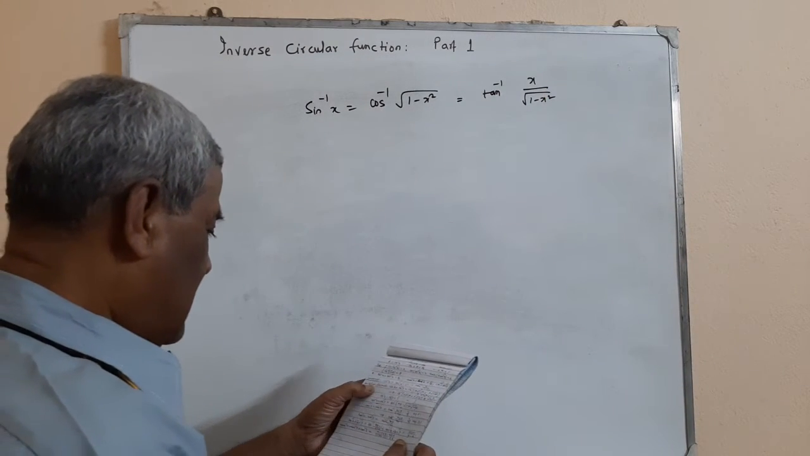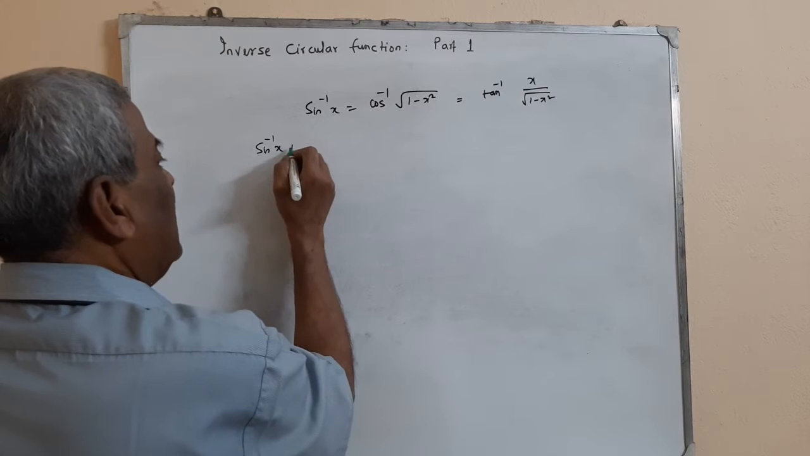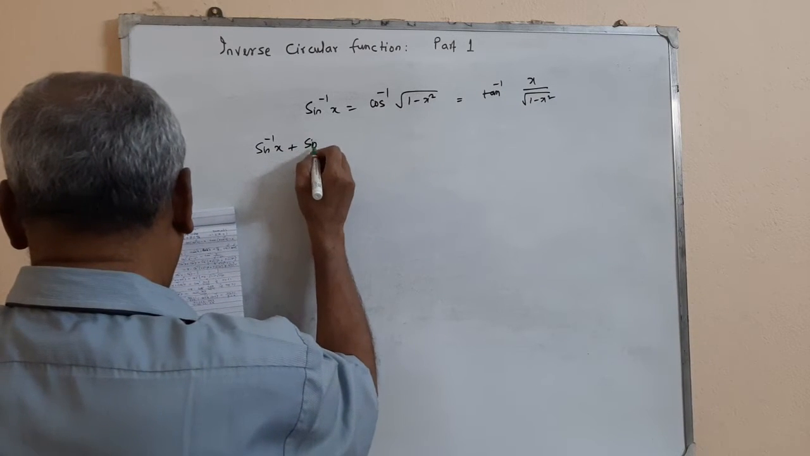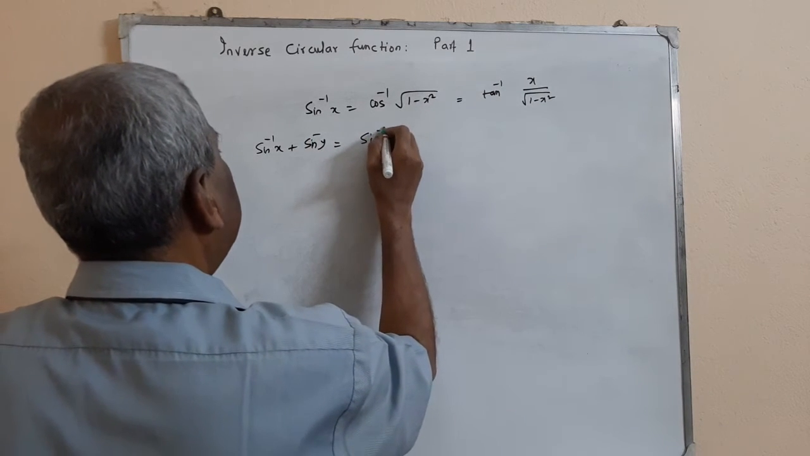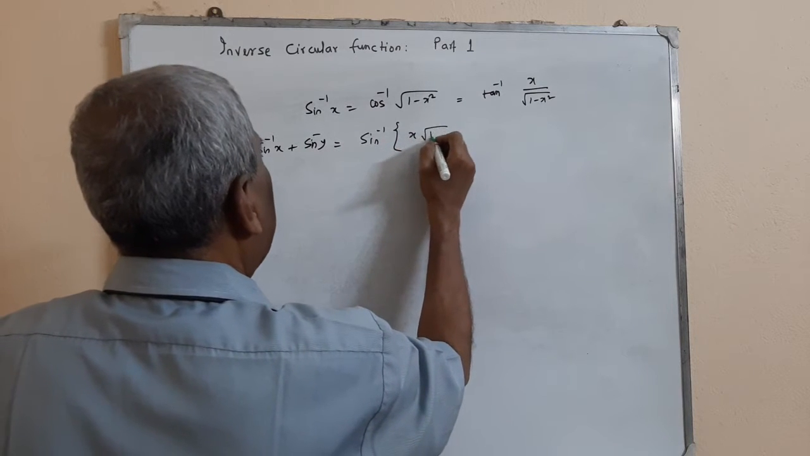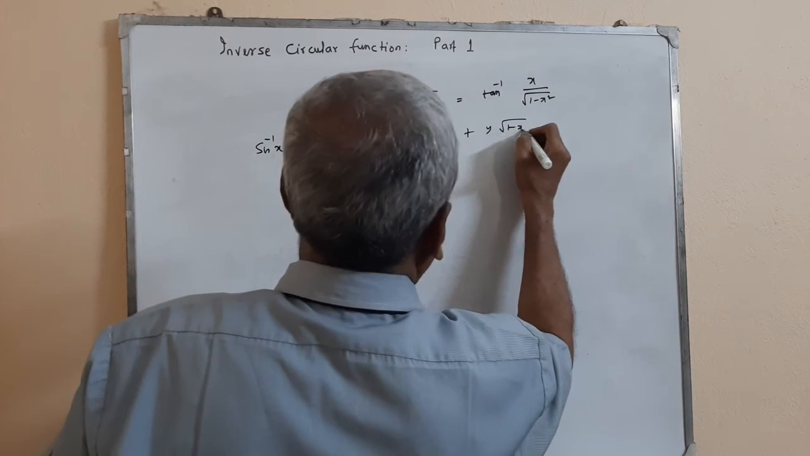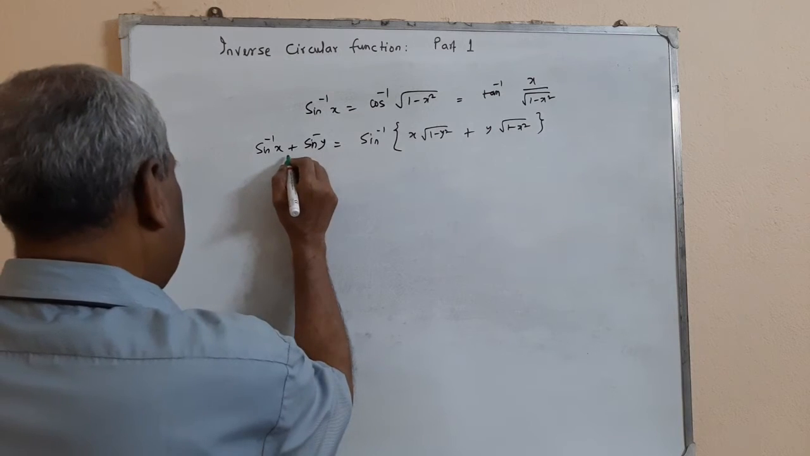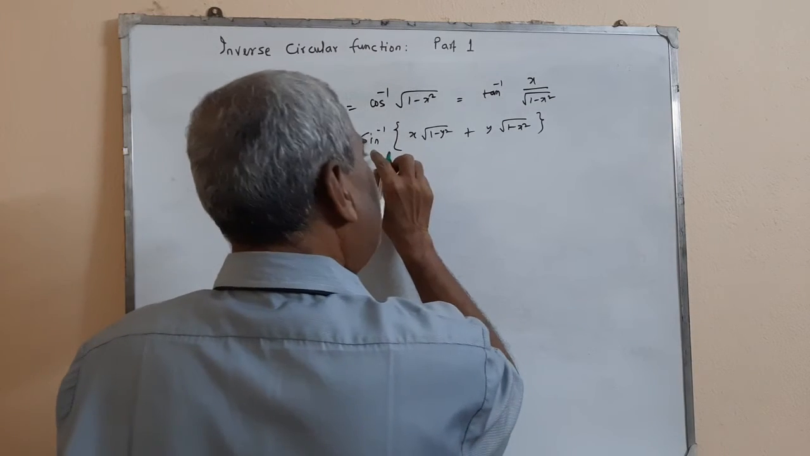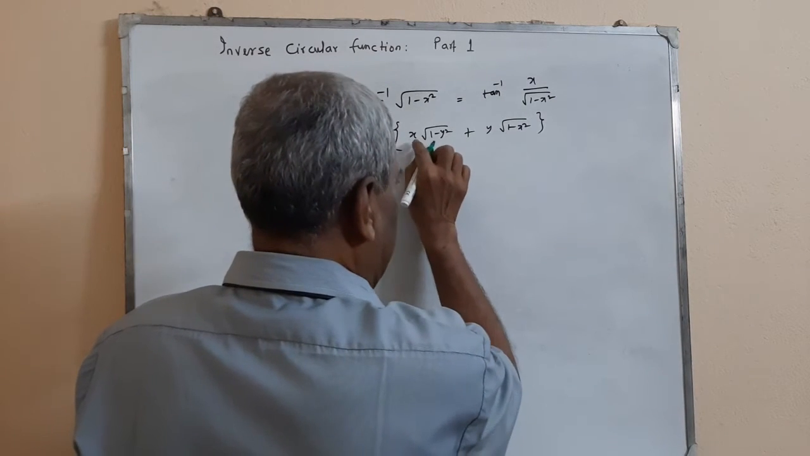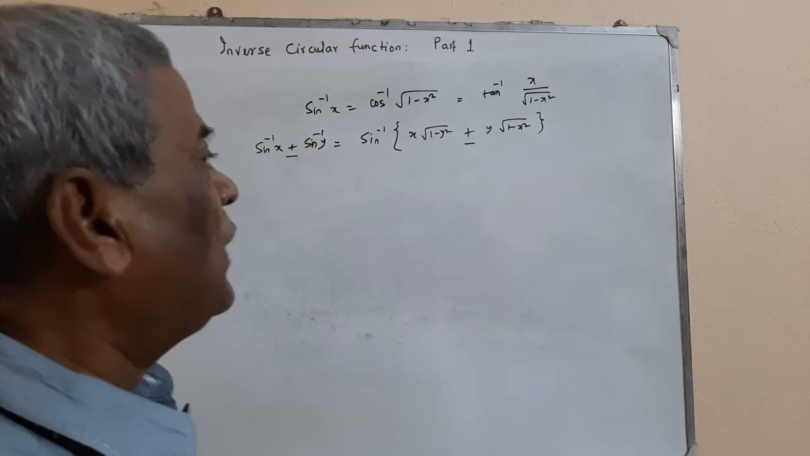Addition formula: sine inverse x plus sine inverse y is equal to sine inverse of x into root over 1 minus y square plus y into root over 1 minus x square. If it is negative, sine inverse x minus sine inverse y, then the formula is sine inverse of x into this minus y into root over 1 minus x square.